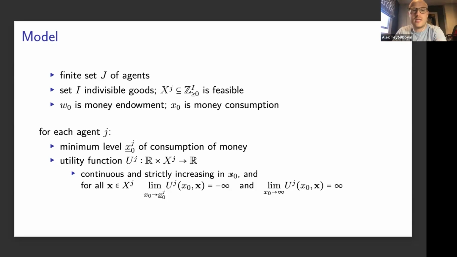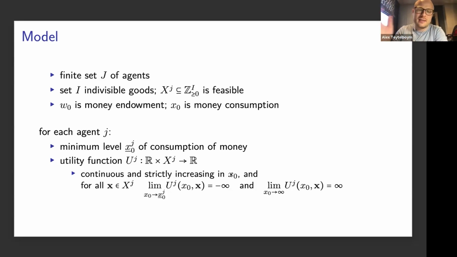First, I will assume that utility is continuous and strictly increasing in money. This is quite natural. More money is better. And then I'll make the following assumption about what happens in the limit. The first part says that no matter which bundle of indivisible goods I'm consuming, as I'm approaching my minimum level of consumption of money, my utility is going to tank to negative infinity. Okay? So things get really bad when I run out of money. And on the other hand, when I get an infinite amount of money, I'm going to become infinitely happy.